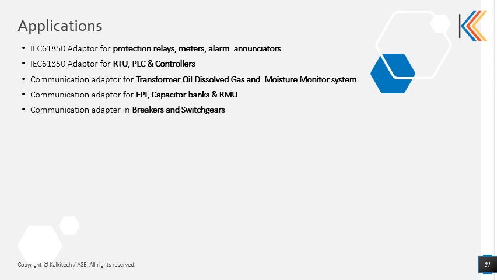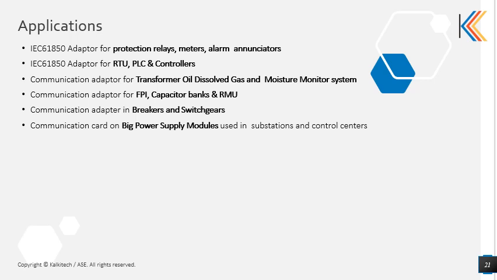Then breakers and switchgear: a communication adapter for breakers and switchgear is another key area. Then big power supply modules, which they want to monitor, and 61850 and SNMP are the requirements for monitoring these big power supply modules externally. So this we also support. Then SNMP and 61850 monitoring for network routers and switches. Pluggable cards are needed for that, so that is one of the other applications where the OEM boards are used.